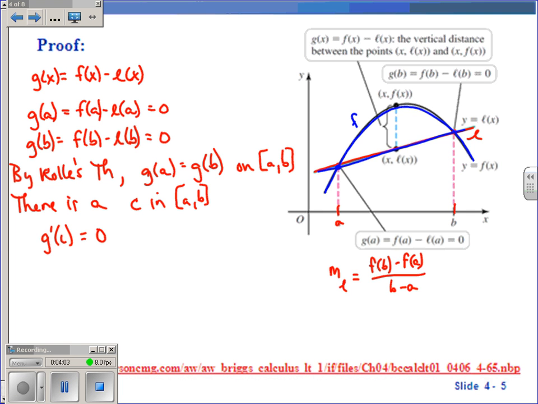Well, g prime though, g prime of x, just going back up to the original function, is f prime of x minus L prime of x. Okay? Now, what is L prime of x?